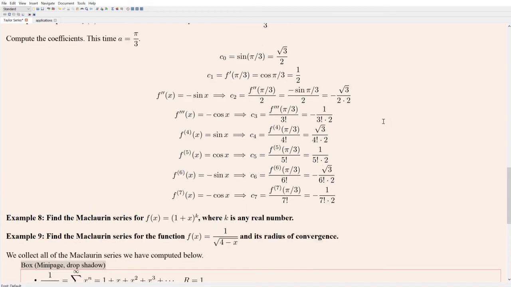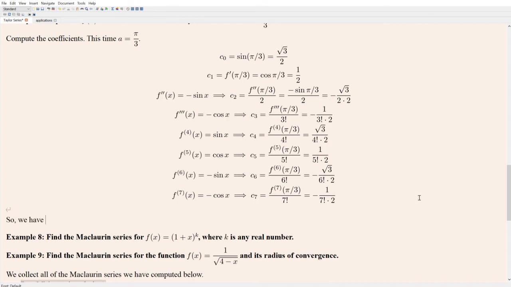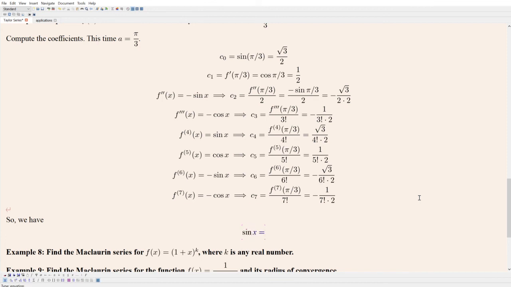Okay, so what is the pattern happening? Root 3 over 2, 1/2, root 3 over 2, 1/2. So it's constantly alternating between root 3 over 2 and 1/2. So the numerator is always alternating between root 3 and 1. The denominator is 2 times n factorial. And then the alternator is going positive, positive, negative, negative, positive, positive, negative, negative. So that's the pattern for the expansion of sine x. So let's just write this out.